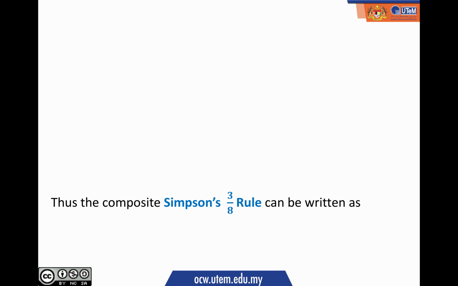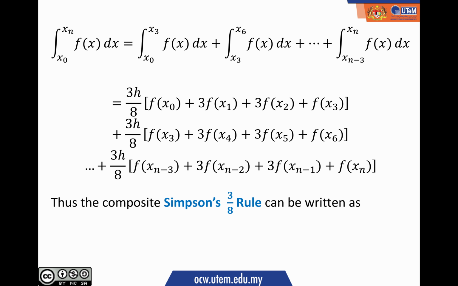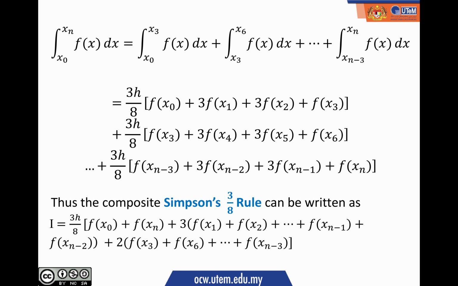Simpson's 3/8 rule is applied to each 3 segments. The total integral can be written as this. Adding up the integrals over every 3 segments will provide an approximation for the integral over the entire interval. In general, the composite Simpson's 3/8 rule has the following form.